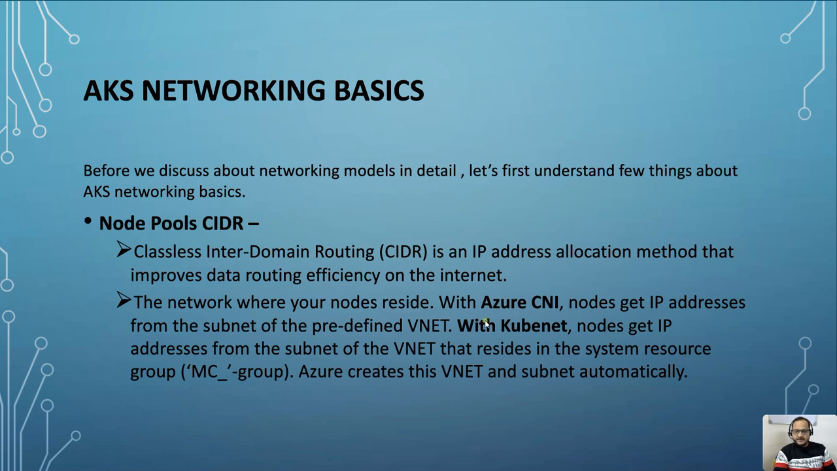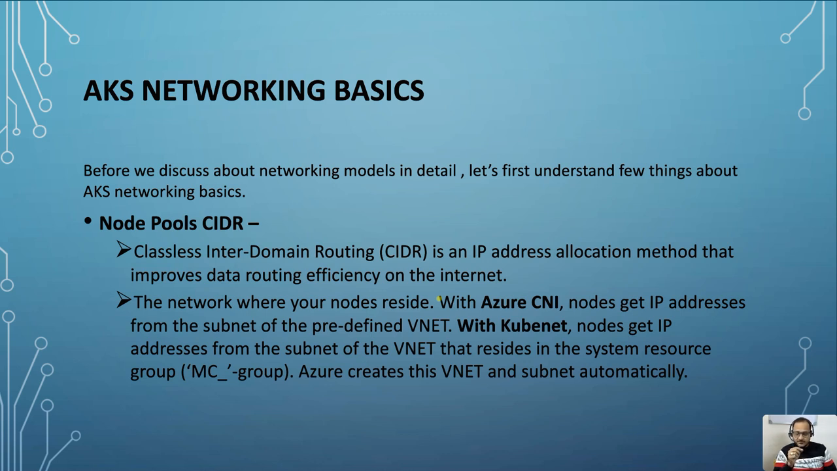If you are using Azure CNI as the networking model in your AKS, then the nodes, which are virtual machines, get IP addresses from the subnet of the predefined VNet. Let's first understand this particular line in more depth. Whenever you create an AKS cluster, you will have two options. The first one is the default, which is called Kubenet, and another one is CNI.